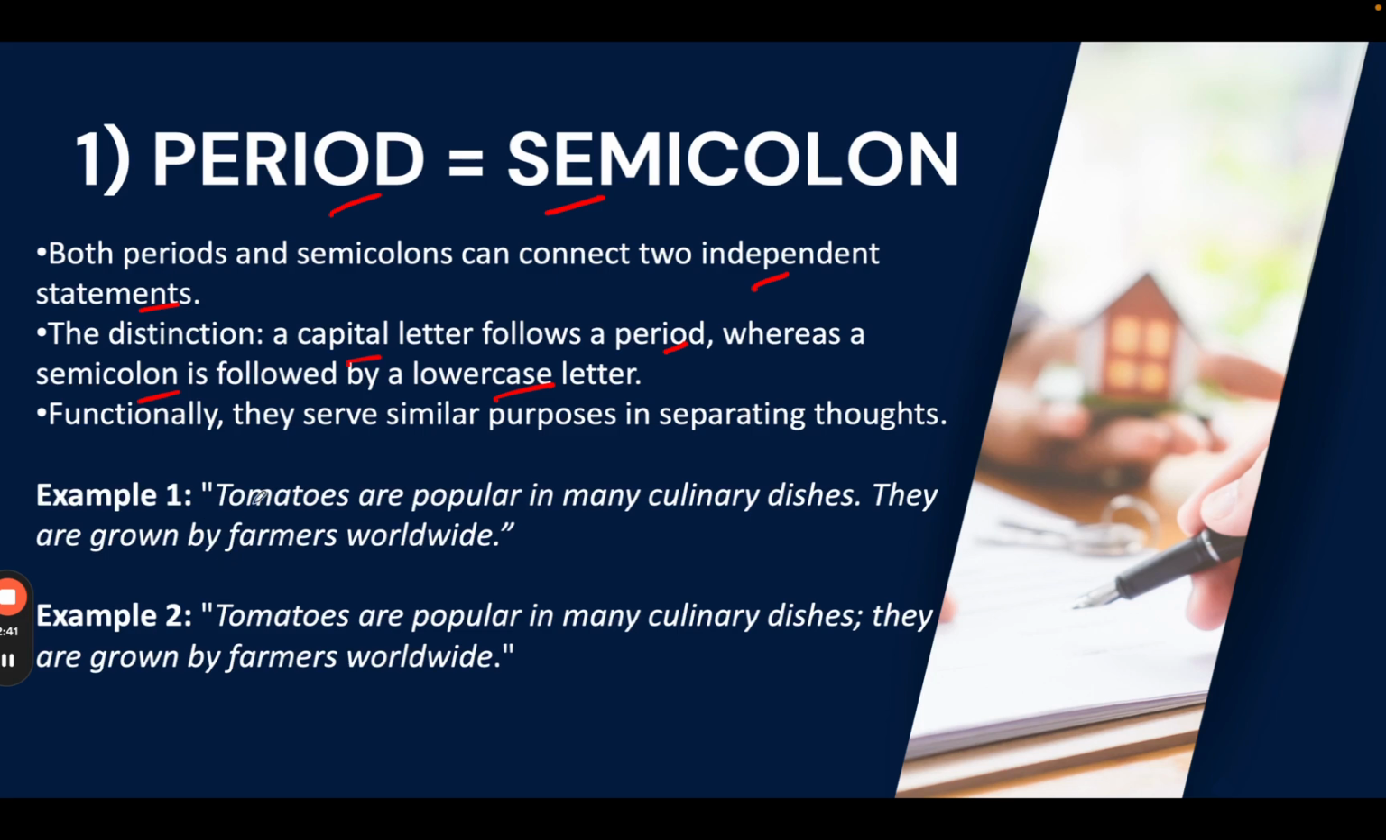Let's look at the example. Tomatoes are popular in many culinary dishes. This is sentence 1. Then we have a period. They are grown by farmers worldwide. This is sentence 2, and there's a period that you can see over here. In the same place, you can use a semicolon as well. The same sentence: tomatoes are popular in many culinary dishes; they are grown by farmers worldwide. So wherever you can use a period, you can use a semicolon as well.